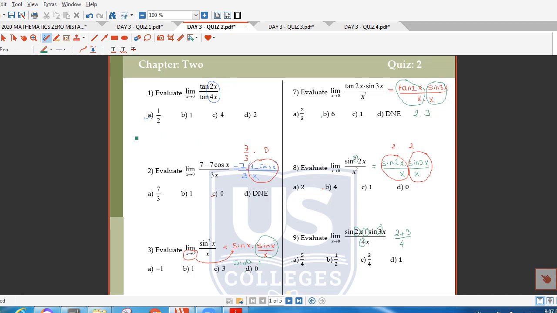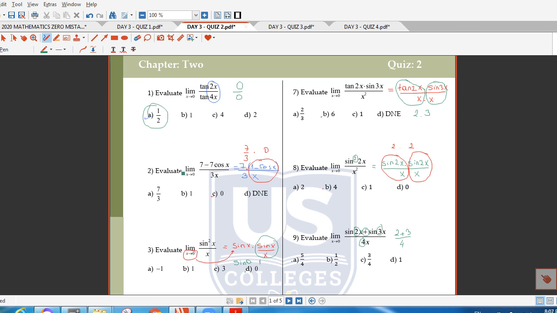We are in quiz 2 of day 3. Question 1. Limit as x approaches 0 of tangent 2x over tangent 4x. We are in the 0 over 0 case, but there is a short way. Just focus on the ratio of the coefficients of x. 2 over 4 is 1 over 2.